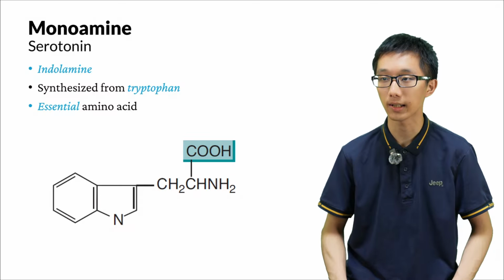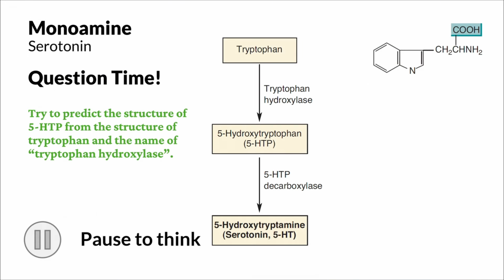There are 9 essential amino acids out of the 20 that are used to make proteins. For example, phenylalanine is an essential amino acid. However, tyrosine is not, because tyrosine can be synthesized from phenylalanine by adding a hydroxyl group. Tryptophan is usually considered an essential amino acid. Now that we have seen many synthesizing pathways of neurotransmitters, why not try to deduce one ourselves?